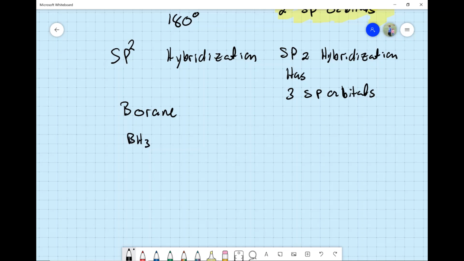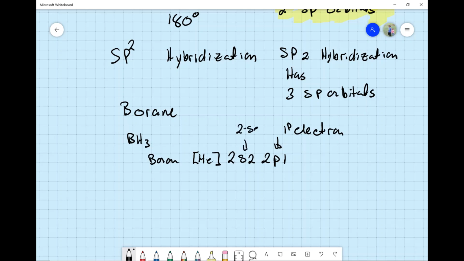And so boron is helium 2s2 2p1. All right, so we have 1 p electron, and then we have 2 s electrons. And so 1 p, let me write this a little better. I apologize. So 1 p and then 2 s electrons.